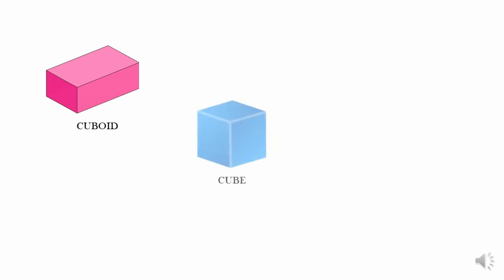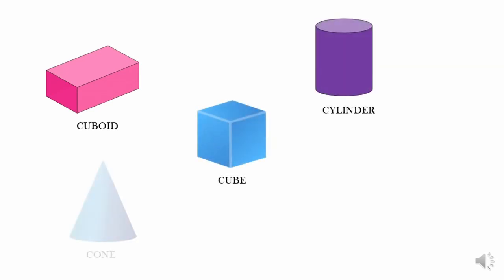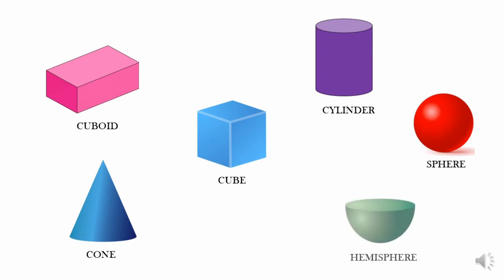Hello everyone. I hope you understood very well about the 3D shapes which I have discussed in the previous module. Let us have a quick recap. I have discussed about the cuboid and cube, cylinder, cone, sphere and hemisphere.